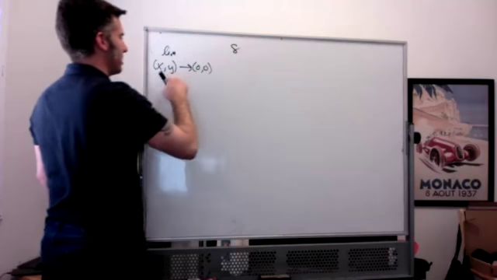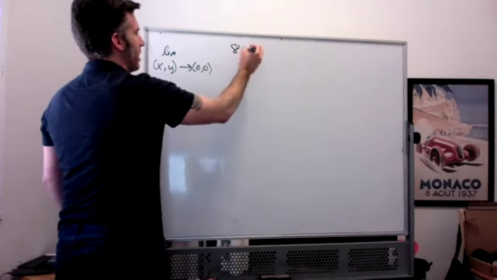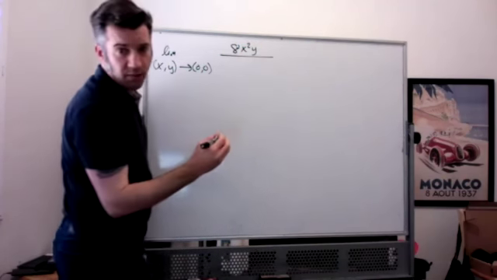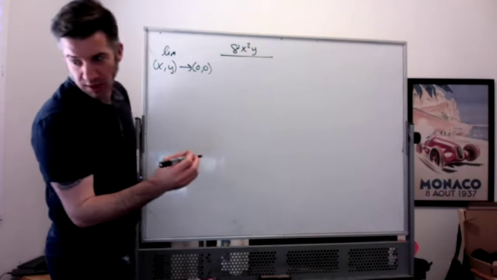So let's find the limit as (x, y) goes to (0, 0) of 8x squared y divided by x to the fourth plus 3y squared.